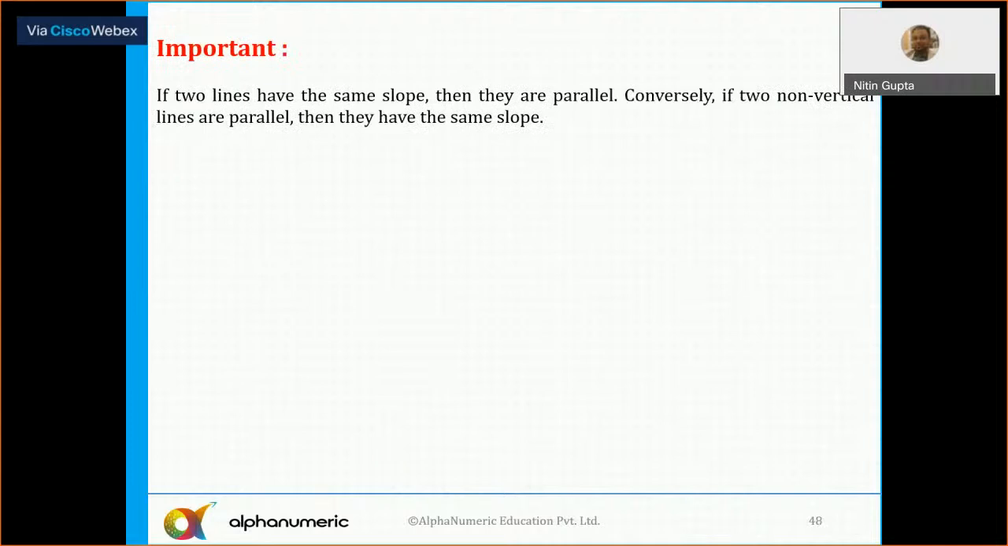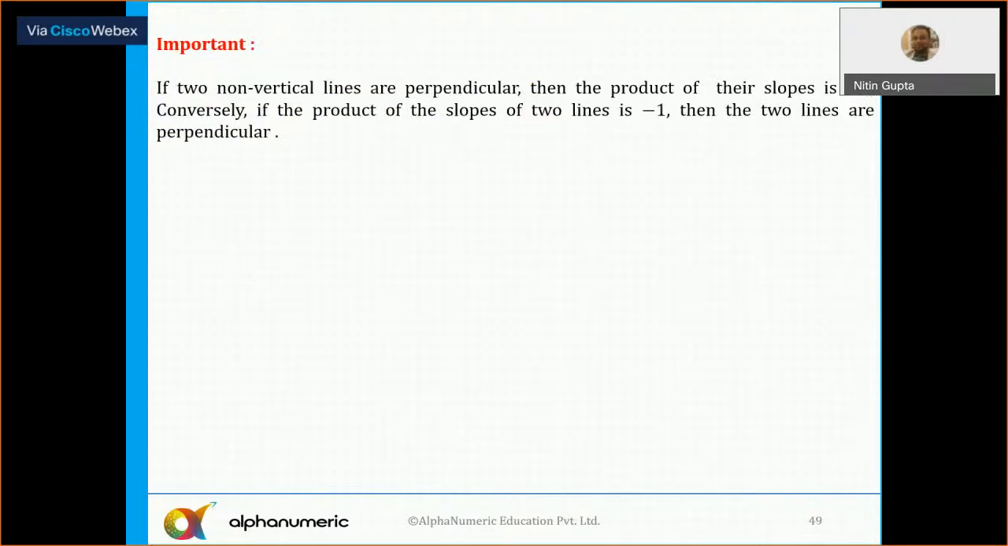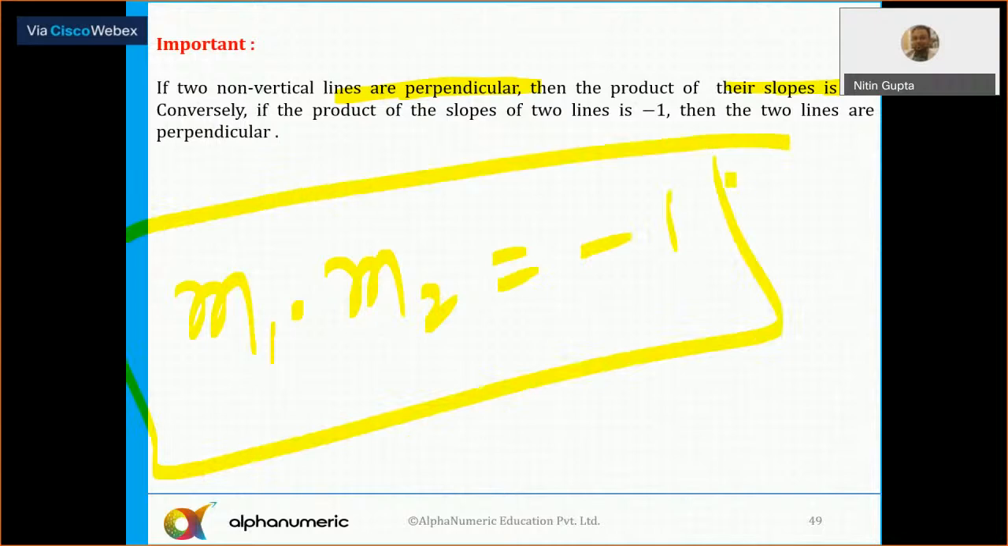Okay, if the two lines are parallel, it means they have the same slope. So we can say if two lines have the same slope, they are parallel. If the two lines are perpendicular, whenever the two lines are perpendicular, the product of their slopes is always equal to -1.